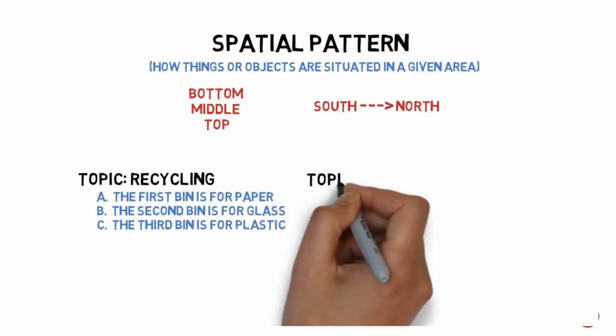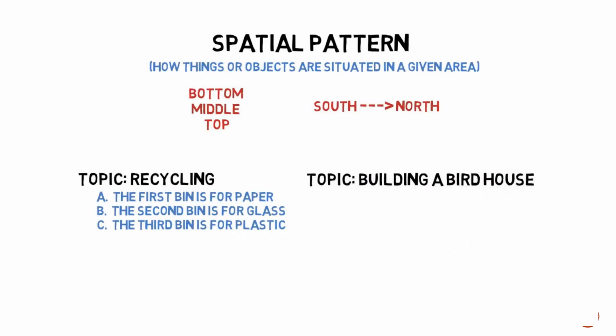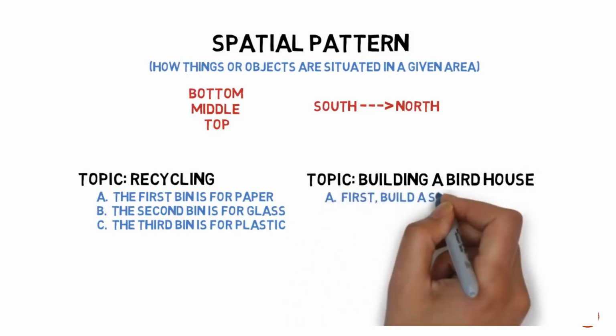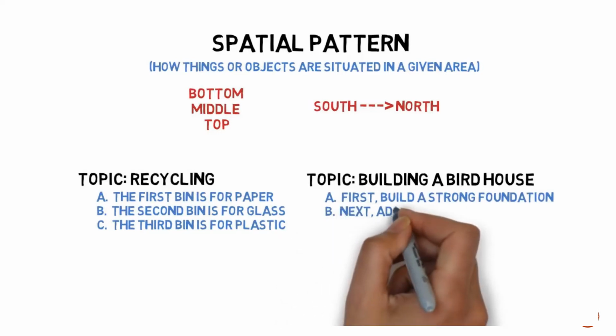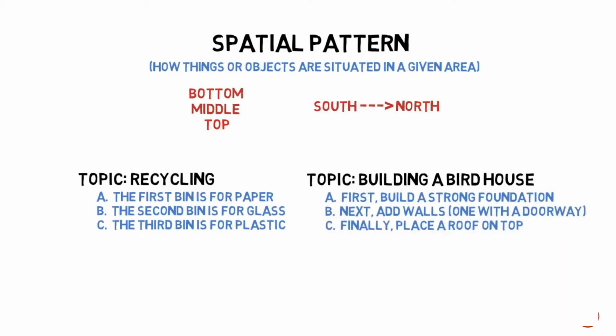The main points for a speech about building a birdhouse might be arranged according to the steps in the building process. First, build a strong foundation. Next, add walls, one with a doorway. And finally, place a roof on top.